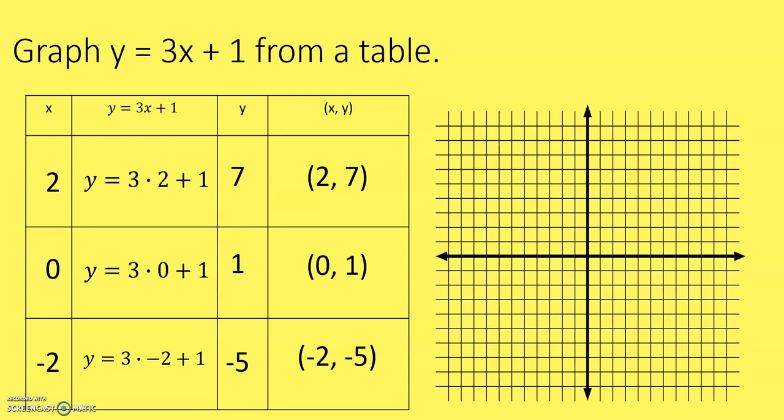Let's go ahead and plot these points. There's 2, 7, 0, 1, and negative 2, negative 5. Use a straight edge and go ahead and draw your line. Make sure you put arrows on both ends to indicate that it keeps going. The x values we chose, again, a positive, a negative, and a 0.